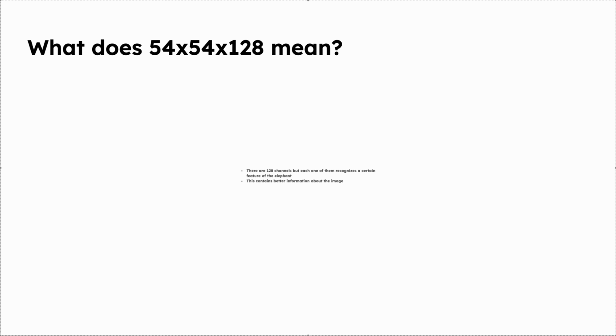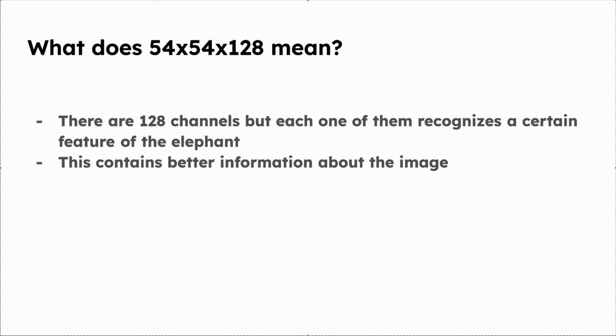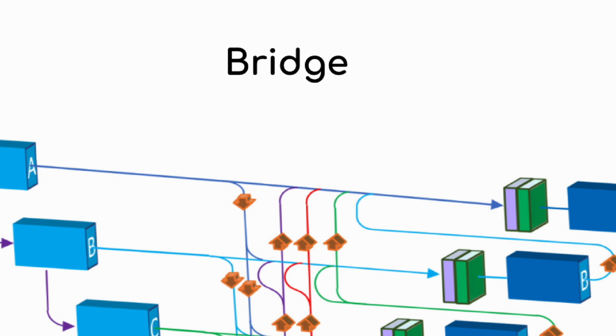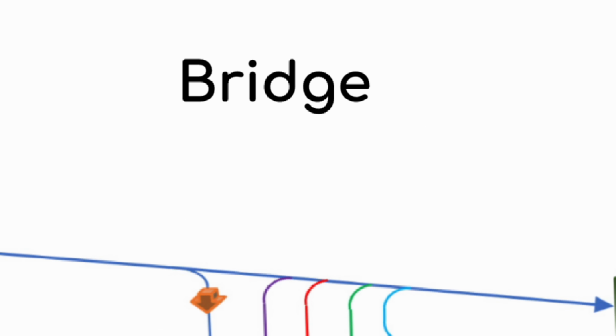What this means is that now there's 128 separate slices, but each one of them recognizes a certain part about the image, whether it be the trunk, the eyes, the shape, the size, the color. And this just makes it a lot more learnable, and it's higher quality for the neural network to process and learn these patterns. Now that we know the purpose of the encoder and how it works, let's move on to the next part of the UNET, the bridge.